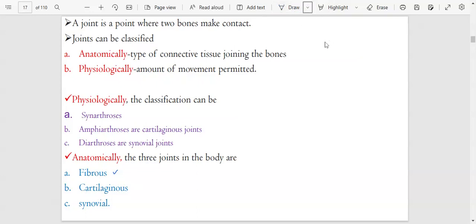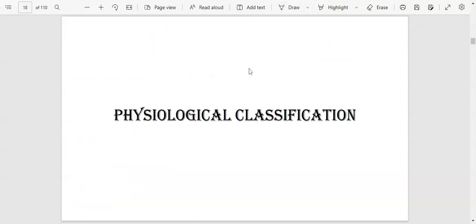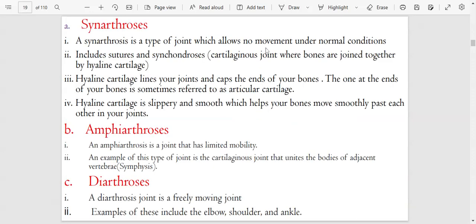All right. So we are going to look at each one of them, starting with the physiological classification based on movements permitted. So based on movement permitted, we can have synostosis. A synostosis joint is a type of joint which allows no movement under normal circumstances. So they are going to include sutures, the joints which are found on our head. Right on the human head there are some lines, those are called sutures. Those sutures cannot allow movement.